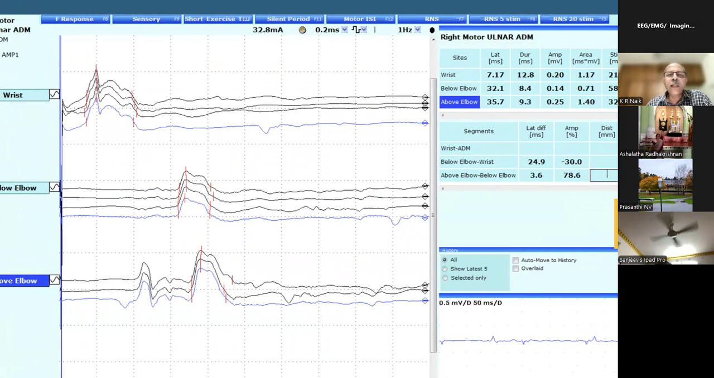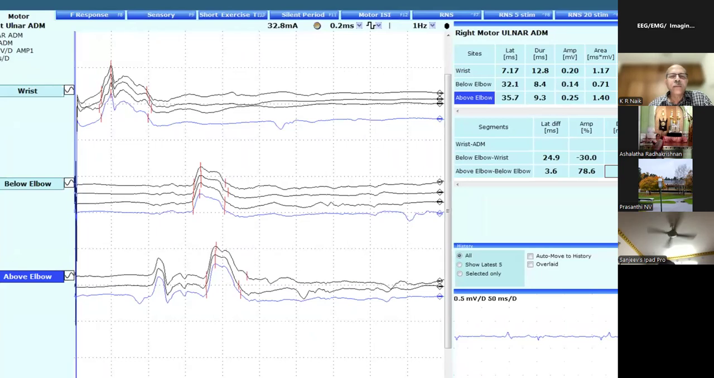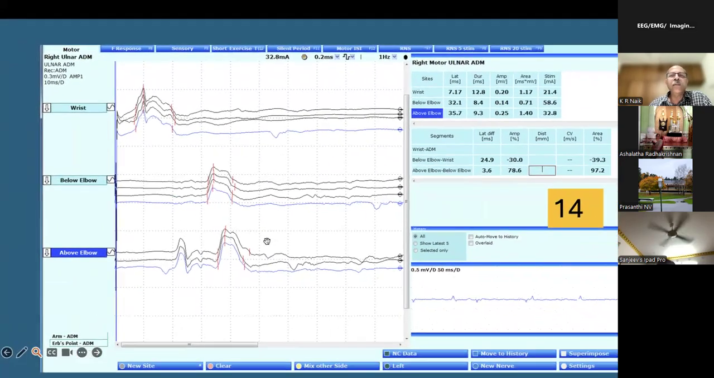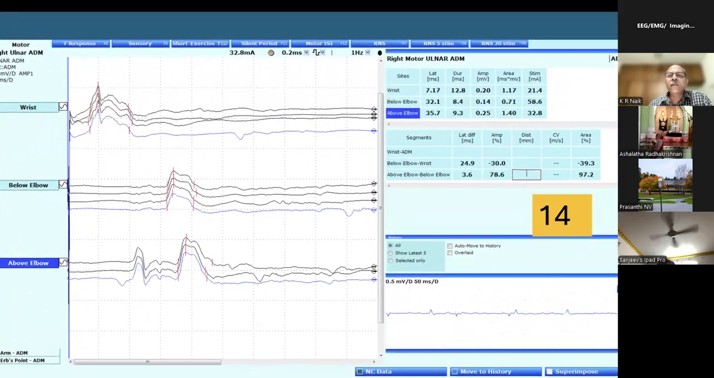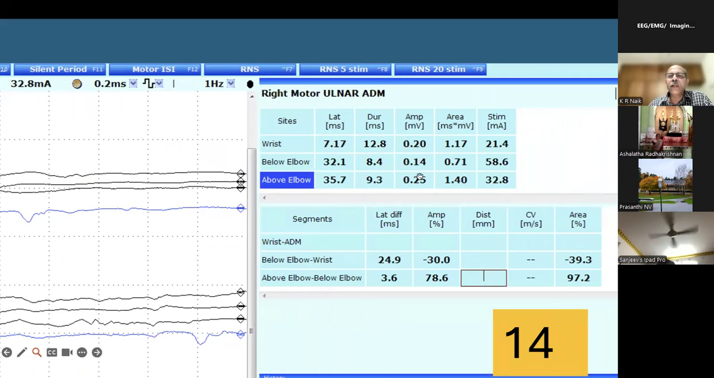The baseline is unsteady because of a little bit of 50 cycle artifact, and the sensitivity was 0.3 to 300 microvolts per division. So is the conduction abnormal? If there is an abnormality in the data, we'll just show you the data here. 200 microvolts is the CMAP amplitude, then 140, then 250 when you went to the proximal site. And distal latency 7.17, below elbow is 32 milliseconds, above elbow is 35.